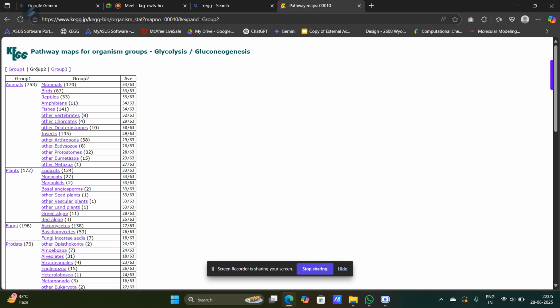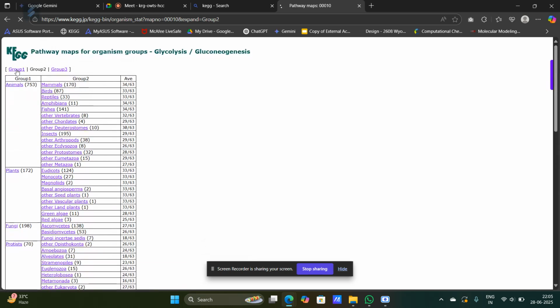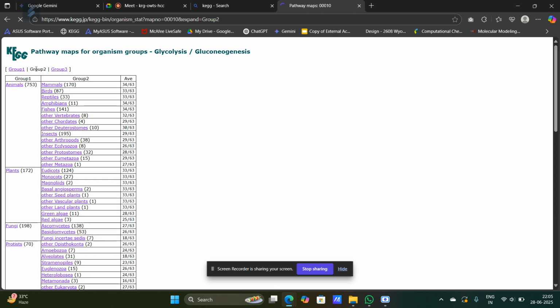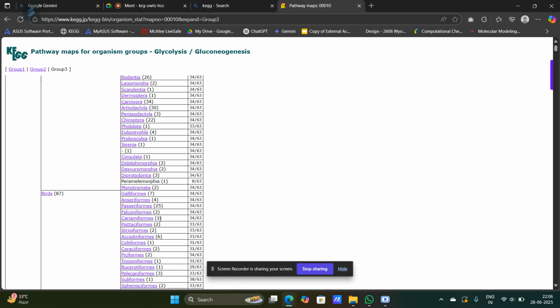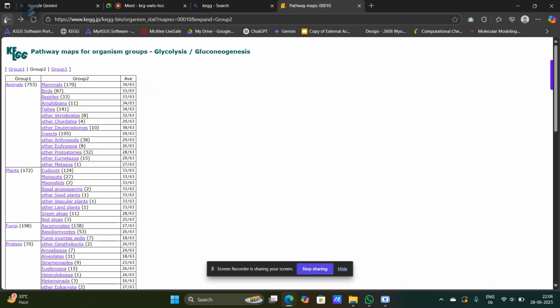And again, if you just change the group here, you get a different set. In group 1, you have this 753 entry for animals. If you click on group 2, you have one subdivision here. If you click on group 3, one more subdivision appears, so that you can clearly understand. Under animals, there is mammals, and within mammals, there are these many listed. Hope you guys understood. Let me just go back.